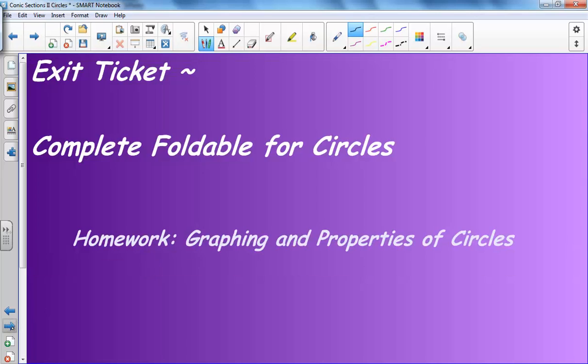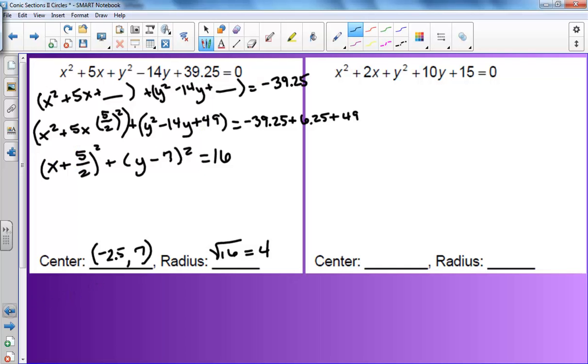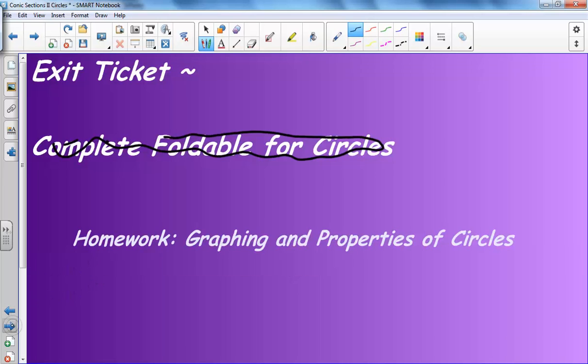And then if you have any questions, then email me. Don't worry about foldable right here. You also have the page called Graphing and Properties of Circles. And on that page there are several problems where you need to state the center and the radius for the circle. There are several problems where you're going to graph. And then there are also, I think, 4 problems where you need to complete the square and show your work on it, and that will be just exactly like what we did right here.